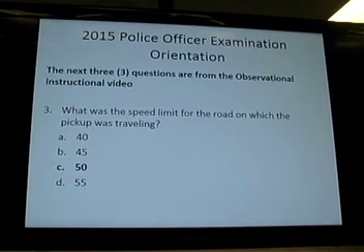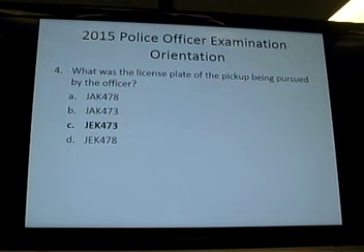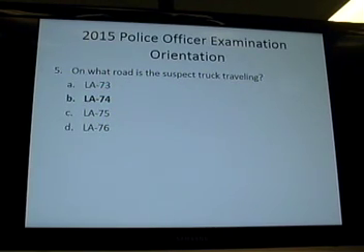The next 3 questions are from the observational instructional video. Question 3. What was the speed limit on the road on which the pickup was traveling? C, 50 miles per hour. Question 4. What was the license plate of the pickup being pursued by the officer? C, JEK 473. On what road is the suspect truck traveling? B, LA 74.